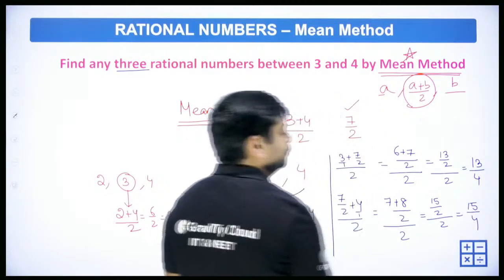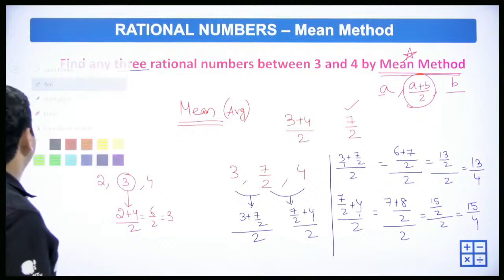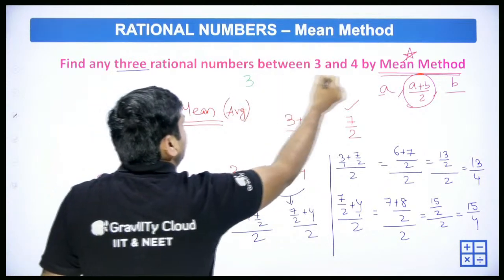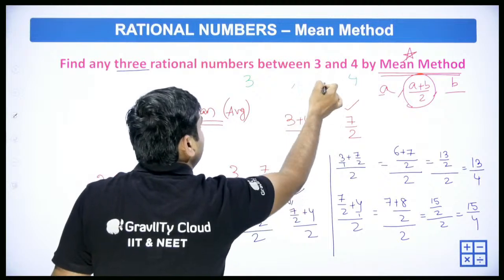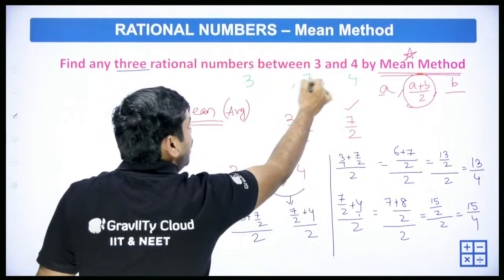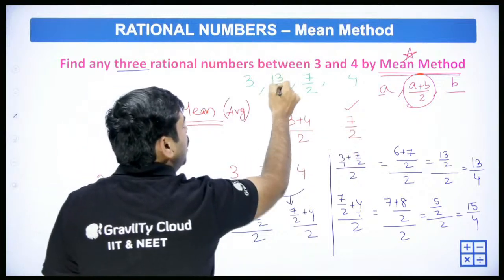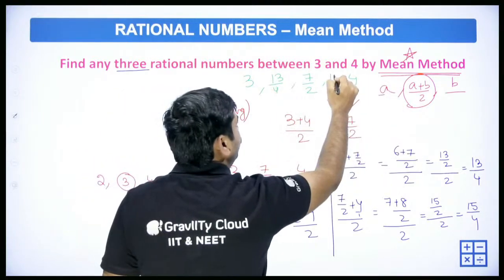15 by 4. So what are the numbers that I can write between these two numbers? Starting with 3 and 4, we got a number between these two, which is 7 by 2. And again, between 3 and 7 by 2, we have the number 13 by 4, and we have one more number, 15 by 4.